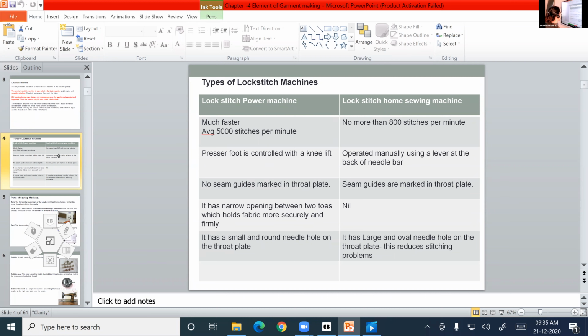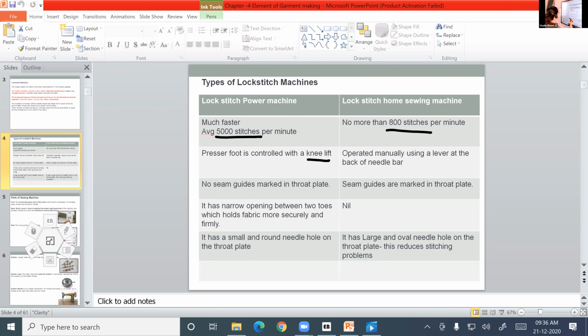And in the lock stitch power machine, the pressure foot is controlled with a knee lift. And in the lock stitch home sewing machine, it is operated manually using a lever at the back of the needle bar. In the next topic, I'm going to show you the different parts of machines. After seeing that, you can understand what is pressure foot and seam guidelines and all. Okay, so I'll explain it in the next topic.